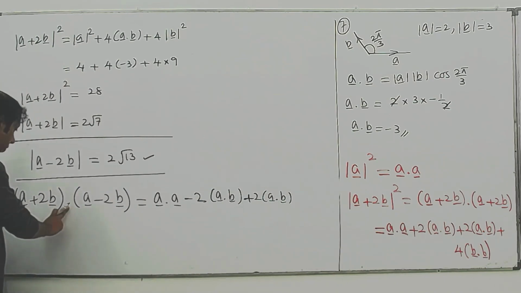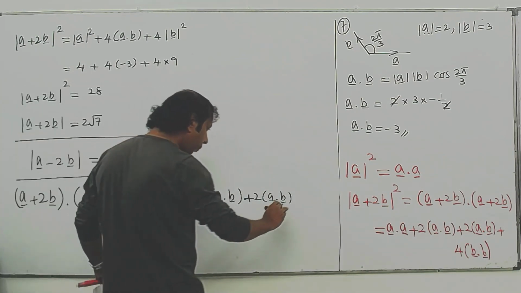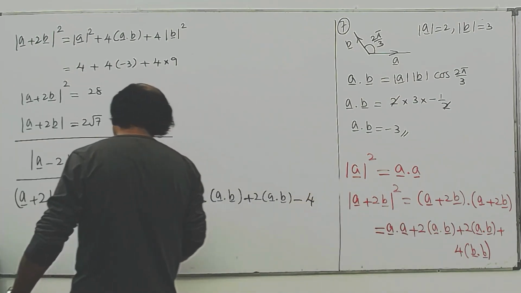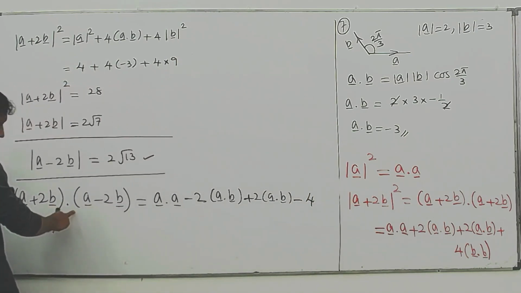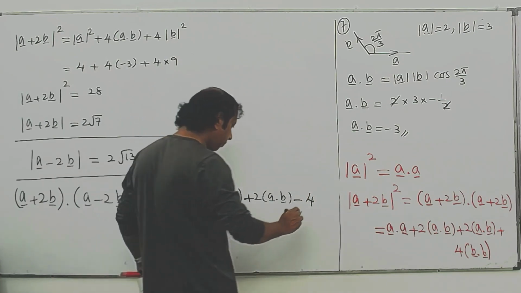Here, 2b dot minus 2b. 2 and 2 multiply, plus and minus gives minus, no? Minus 4, 2 and 2, 4, sign is minus. b dot b, b dot b.